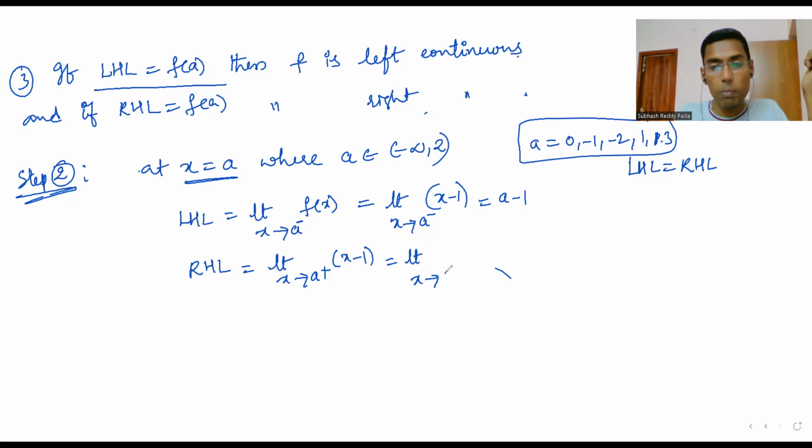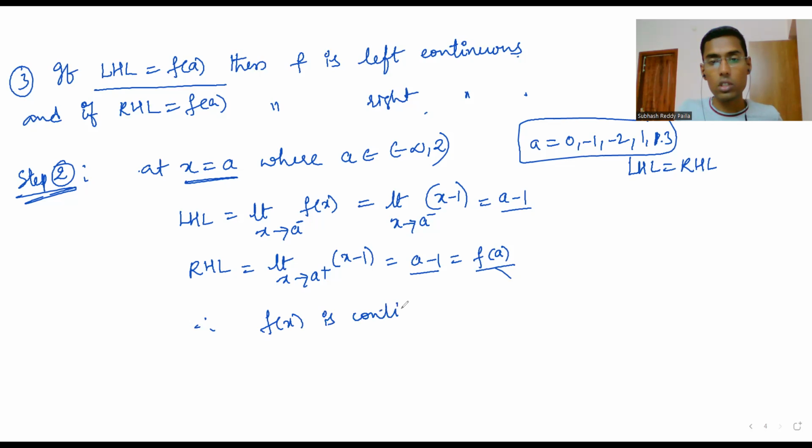Limit extends to a plus, so we can write directly, no? So a minus 1. This right hand limit is a minus 1, and of course, this f of a. Left hand limit is a minus 1, right hand limit is a minus 1, f of a also a minus 1. Why? Because a is less than 2. So therefore, what you can say? f of x is continuous in the interval minus infinity to 2.